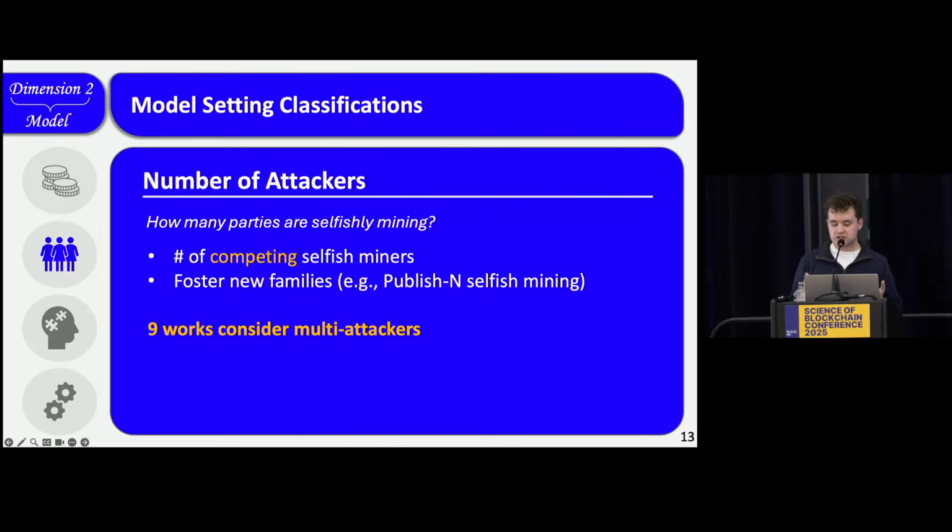Our second subdimension here is the number of attackers. That is the number of selfish miners competing with each other in the model. With multiple attackers in the model, a selfish miner loses some knowledge about the chain while additionally facing new competition. In effect, this drastically changes the performance compared to the single attacker setting. This has led to the development of new strategies like the publish-n family that helps mitigate this increased risk from competition.